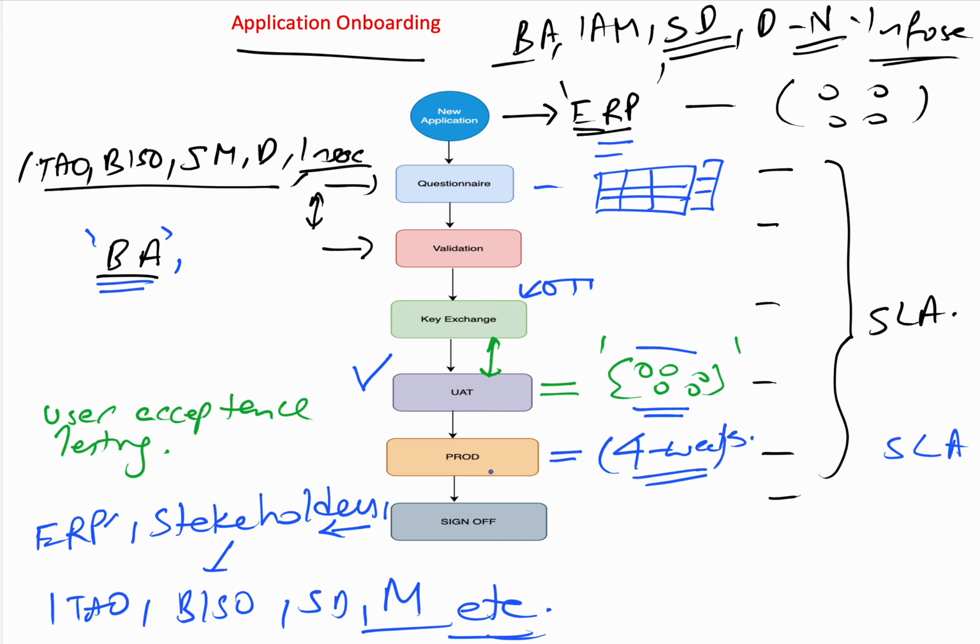Then you move into prod. Prod is nothing but production. Once it has passed and no issues have been found, you're going to sign off. The sign off will be signed by ERP and the stakeholders. Why do we have ERP here? Because the app is definitely by ERP, so the ERP or the Oracle team signs off. So this is basically a simple application onboarding process, and I think everyone needs to know this.